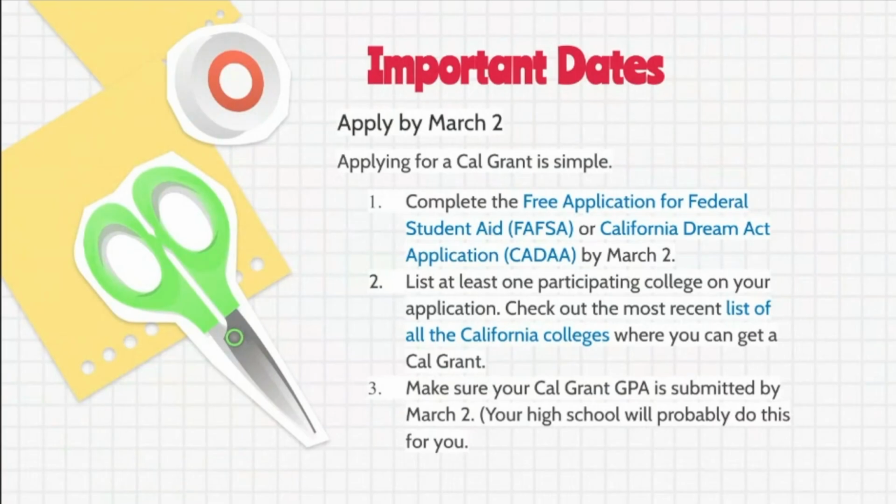You want to make sure that you are reviewing the list that we have linked here. There's a list with all the California colleges that accept Cal Grant, and you'll be able to select up to 20 schools and then narrow that down once you know where you're going. You also want to make sure that your Cal Grant GPA is submitted by March 2nd. And that is something that we do take care of. We go ahead and upload your Cal Grant GPA for you senior year before October 1st.